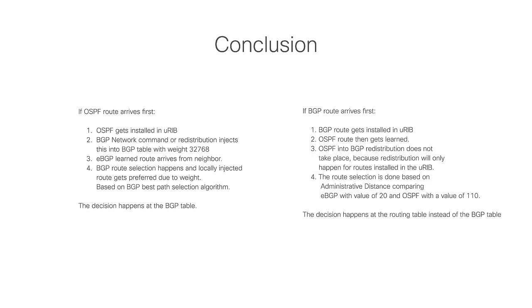However, if the BGP route arrives first, the BGP route gets installed in the URIB, and the OSPF route then gets learned. OSPF into BGP redistribution does not take place, because redistribution will only happen for routes installed in the URIB. The route selection is done based on administrative distance, comparing eBGP with the value of 20 and OSPF with a value of 110. The decision here happens in the routing table instead of the BGP table.